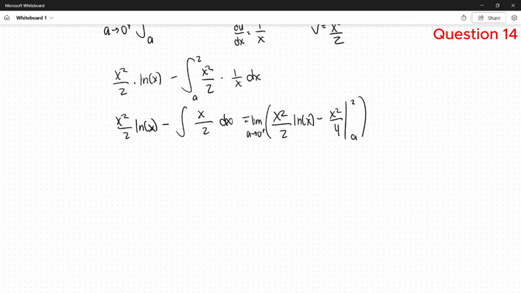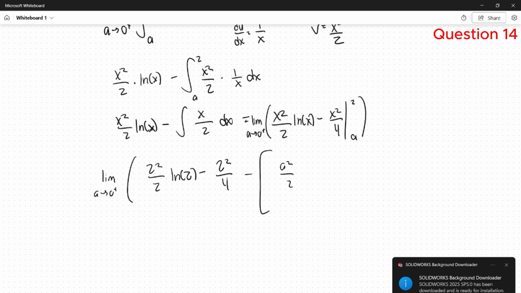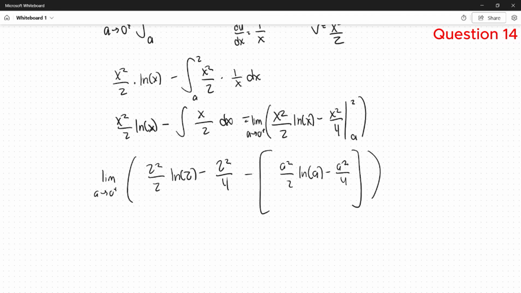Let's do this now. So the first thing that we have is 2 squared over 2 ln of 2 minus 2 squared over 4, minus, in parentheses, a squared over 2 ln of a minus a squared over 4. Now, nothing here is really problematic except for this term right here.